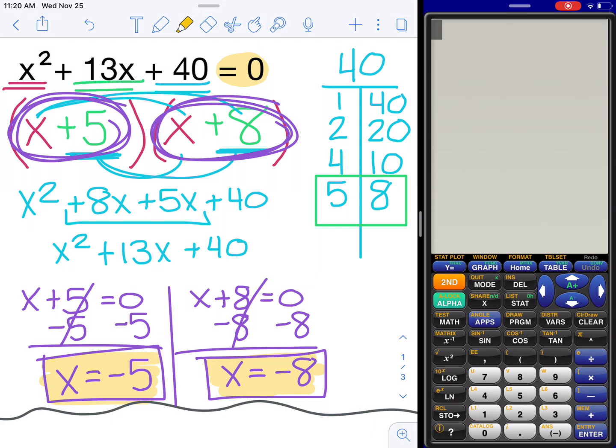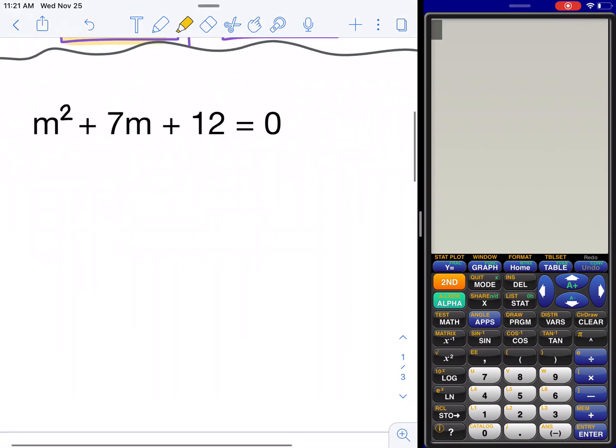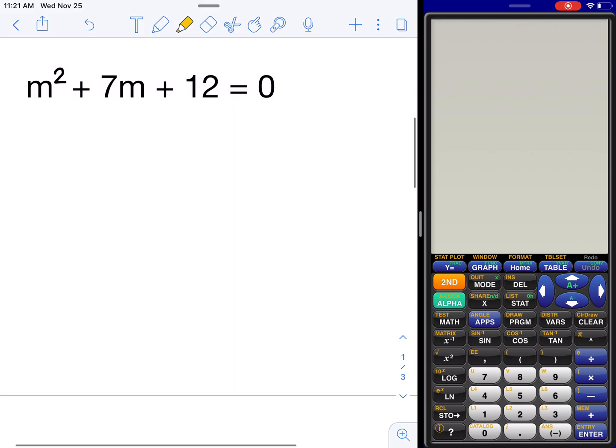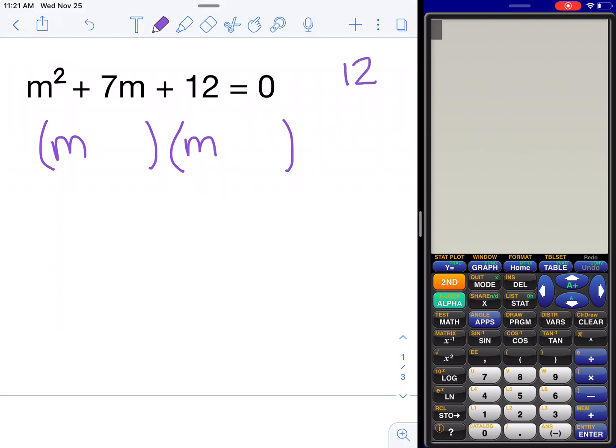All right, it is that time where you need to try one on your own. So go to your worksheet. We gave you a new quadratic equation. It says m squared plus 7m plus 12. So get your parentheses set up. In this case, we're using a variable of m, but that's okay. There you go, you're all set up now. I want you to find your factors of 12 and figure out which one will give you a sum of 7. Good luck.